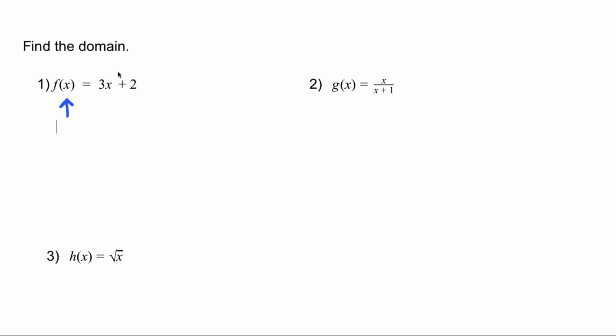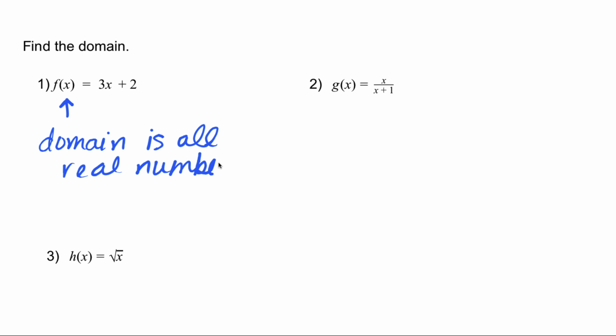Certainly I can plug in 0 because 3 times 0 plus 2 is valid. We can do that. Certainly I can plug in all positive numbers. I can plug in 1 million, positive 1 million. 3 times a million would give me a value, and I can add 2 to it. Certainly negative values. I can plug in any negative number, multiply it by positive 3, and add 2 to it. So in this function, the domain is all real numbers. And again, these are just verbal descriptions. We'll come back and figure out how to write that in interval notation.